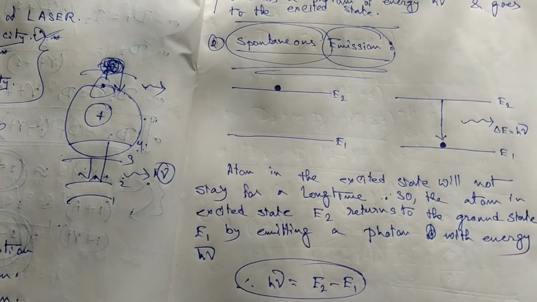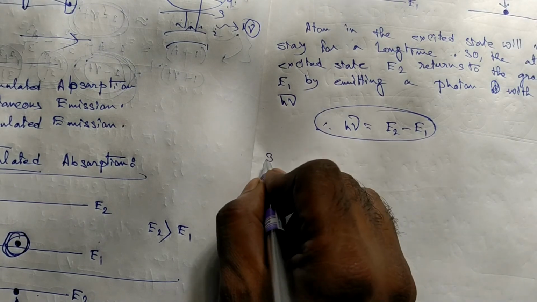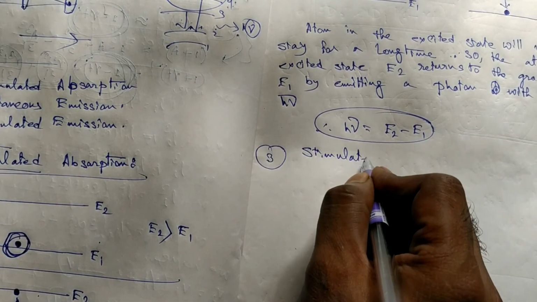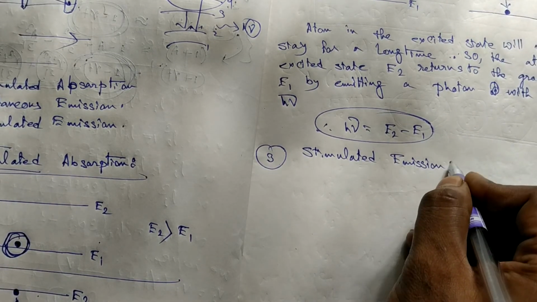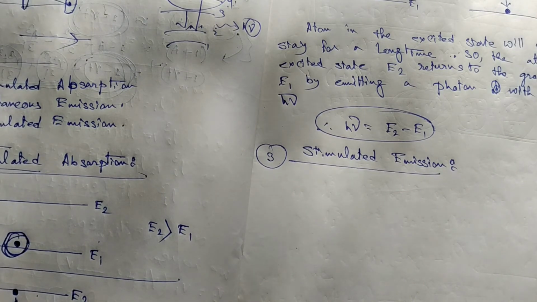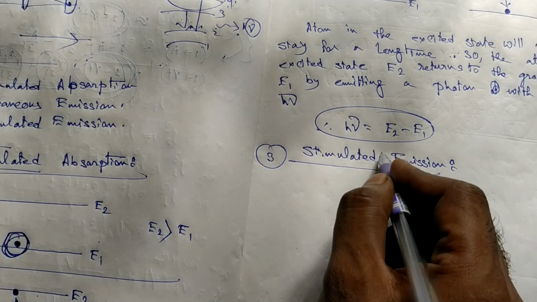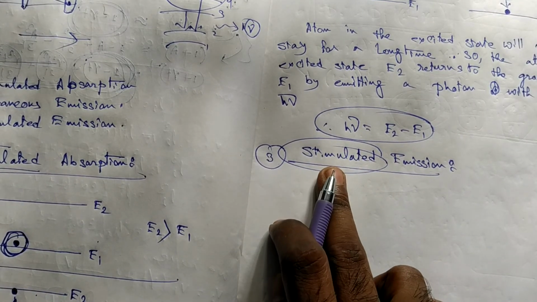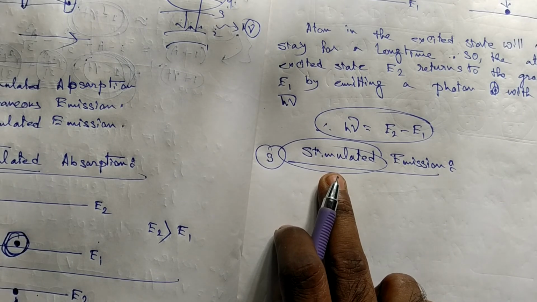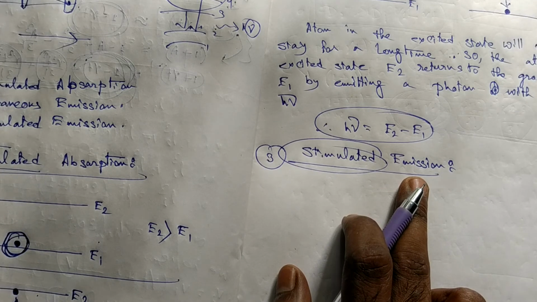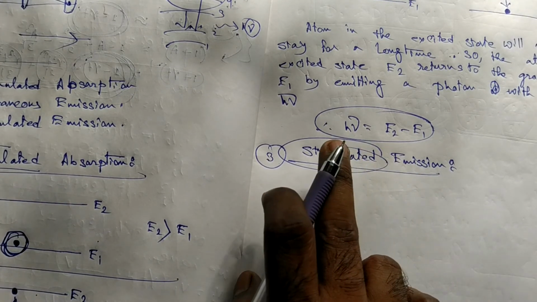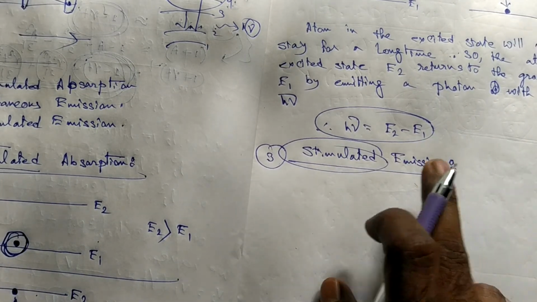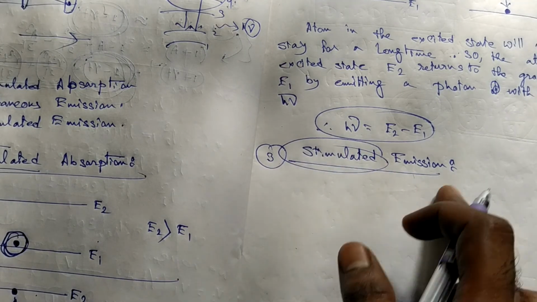Okay. Now the third process is stimulated emission. In the first term we can see that stimulated also came in the first process. That means we put some force from the outside, and it not only absorbs, it also releases some energy from the material. That means we put some energy, and after this process the material releases some energy, and that process is known as stimulated emission.